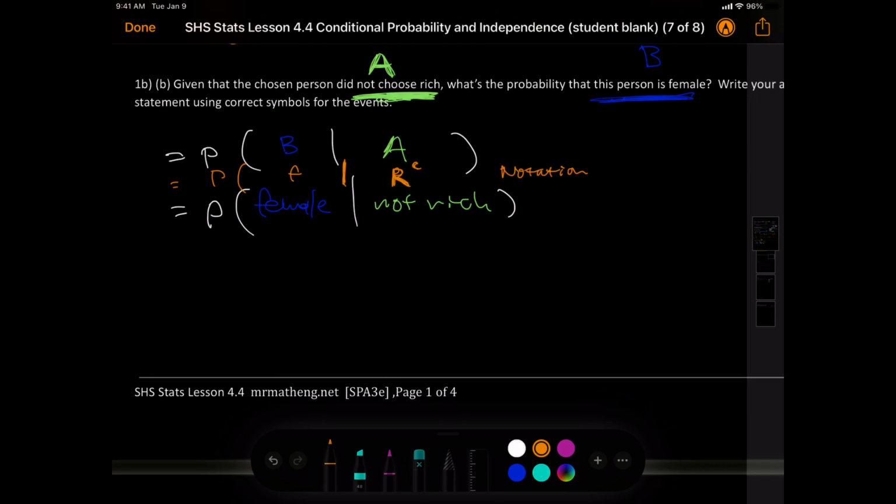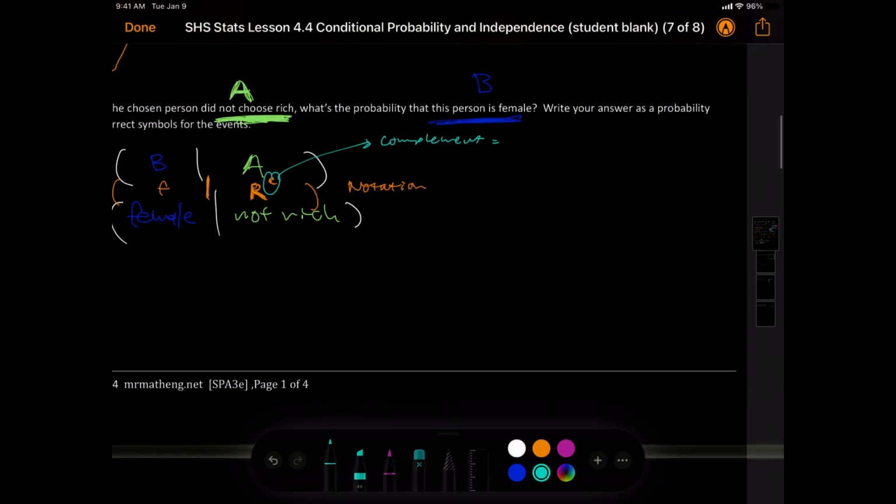And do you guys remember what that C stands for? The C there stands for the complement. Remember the idea that yes plus no equals 1. So if you subtract yes, it's no equals 1 minus the yes. That's the idea of the complement. Okay, so R to the C means not rich.